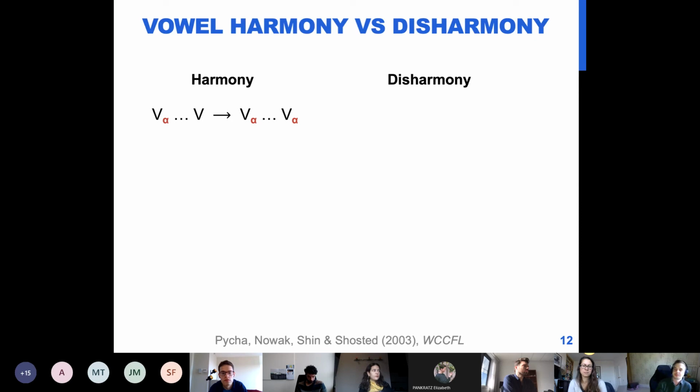Okay, so as Alex said, in a vowel harmony system, some feature of a vowel spreads onto a nearby vowel. And in a disharmony system, you get the opposite. So for some feature of a vowel, the vowels next to it need to be mismatching. So it needs to have the opposite feature value.